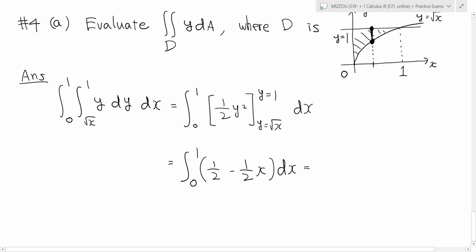And then now this is just a calculus one, and then this becomes 1/2 x minus 1/4 x squared, from 0 to 1. And if you work this out, you are supposed to get 1/4. So this is the final answer.